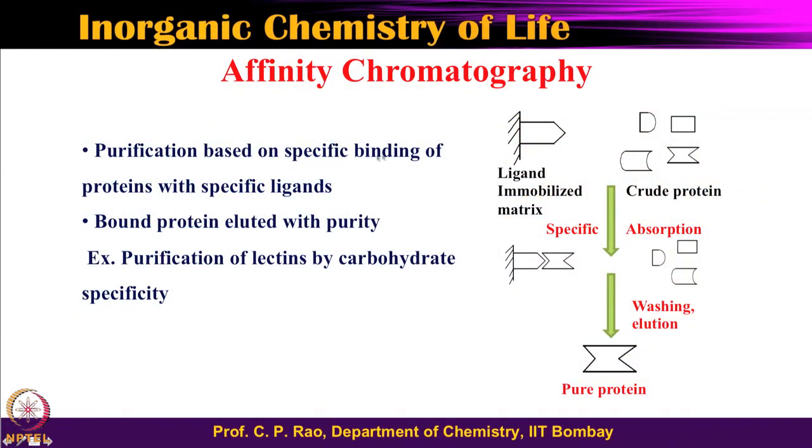So, purification based on the specific binding of the proteins with specific ligands or specific molecules which are attached to the stationary phase. Okay. So, bound proteins are eluted, and so on. So, this mixture has this kind of protein, this kind of protein, this kind of protein, for example. Now, you pass it through this, only one kind of protein will be specifically adsorbed and all other things will come out. So, the pure protein can be taken out, and this one is still retained on the column and then recovered by elution.